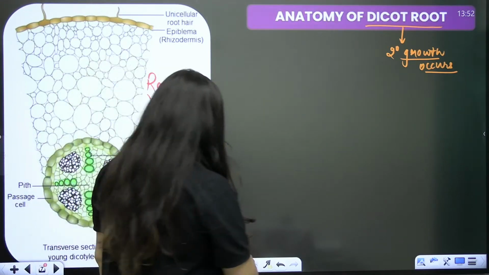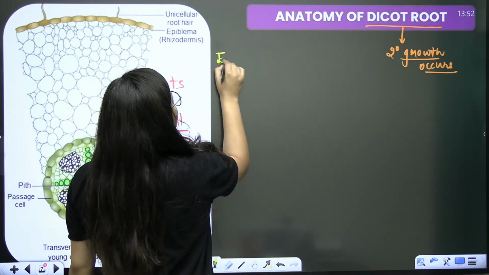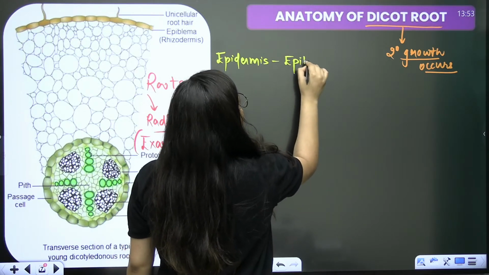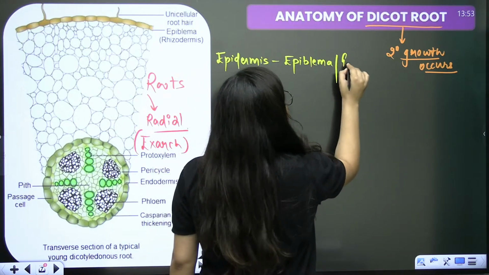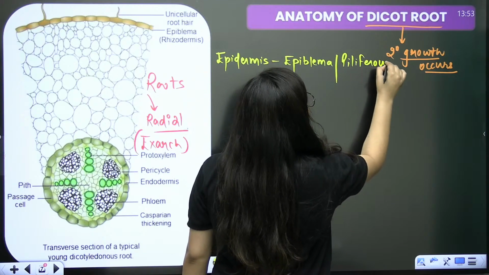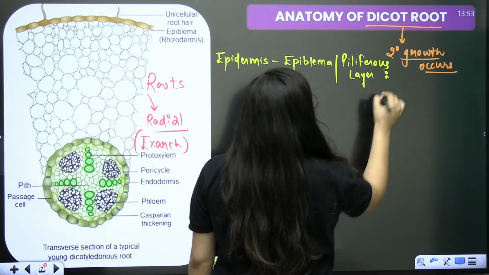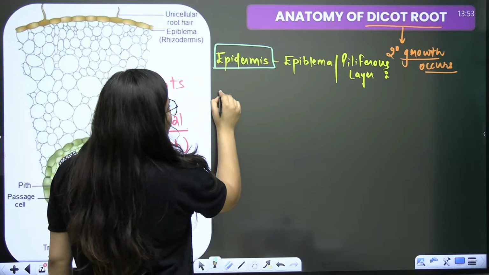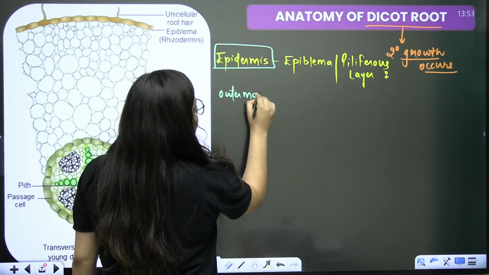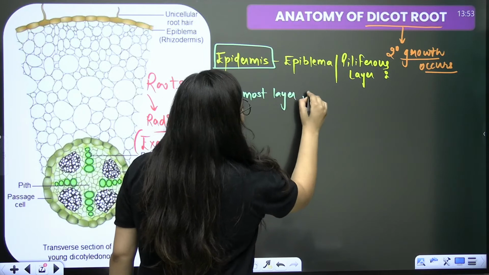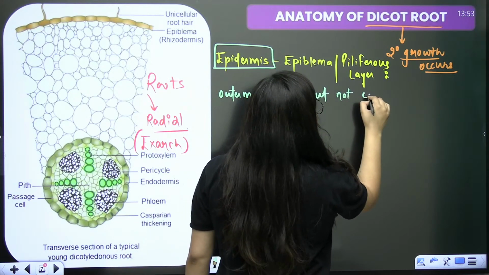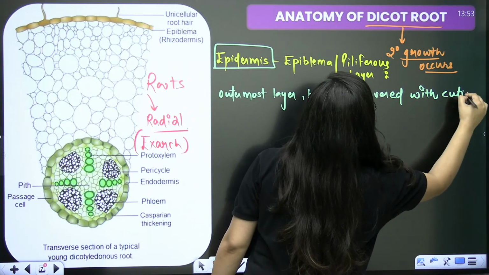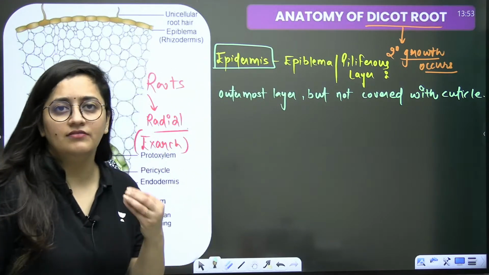Clear, bache? So first of all let's start with the epidermis. But here instead of epidermis we call it epiblemma, or even the piliferous layer. Obviously it is the outermost layer, but here it is not covered with cuticle. So in roots, epidermal cells are not covered with cuticle.